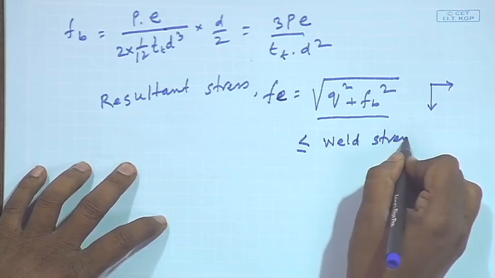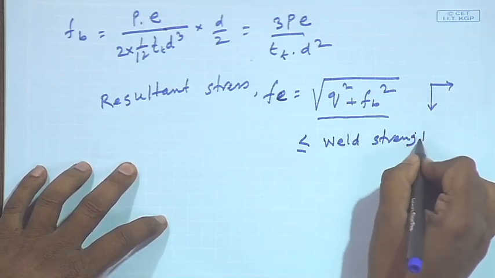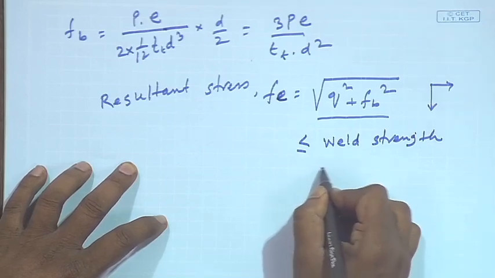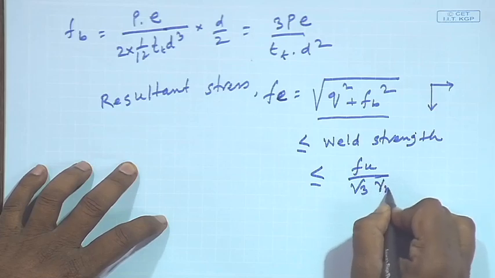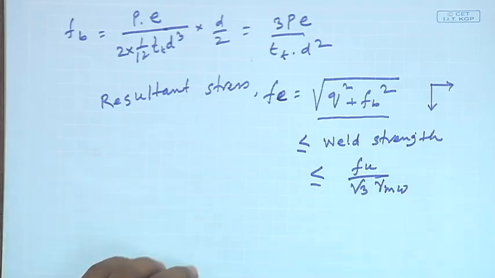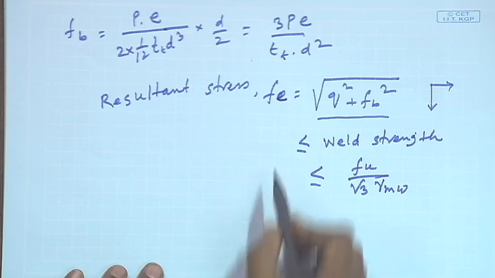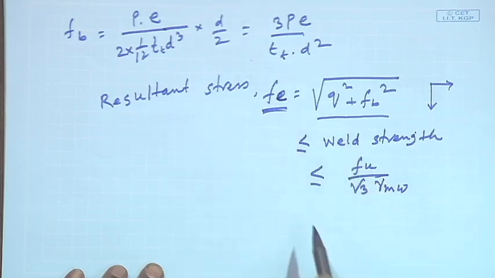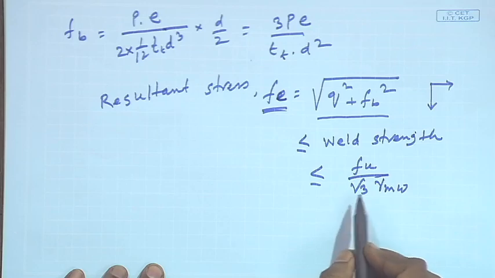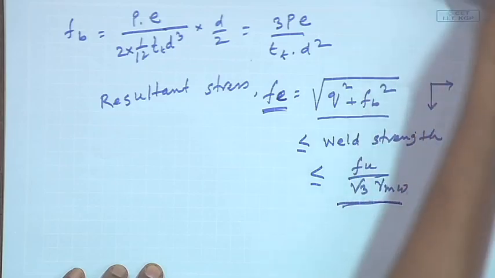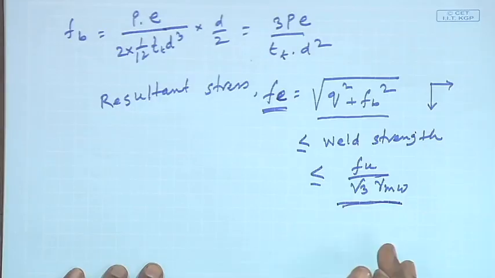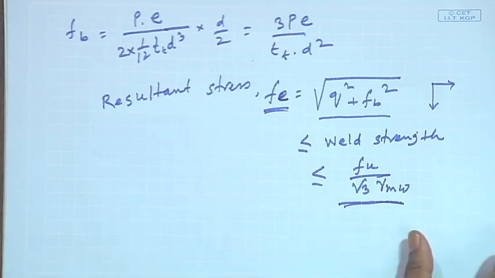What will be the weld strength? That will be fu by root 3 gamma mw, that is the strength of the fillet weld. So we will calculate the resultant stress, and then we can find out the permissible stress in the weld, and then we can find out whether it is okay or not. Now, we will go to the design steps.